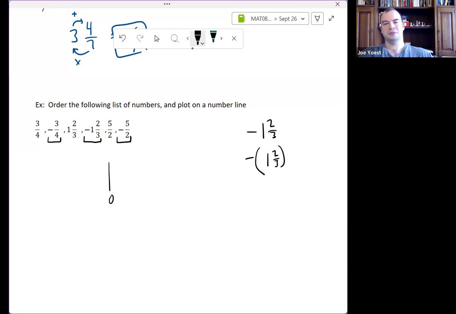So if here's 0, I know that negative 3/4, negative 1 2/3, and negative 5/2 are all going to be to the left of 0. And I know that the positive numbers in the list, 3/4, 1 2/3, and 5/2 are all going to be to the right of 0. So that's the first thing I do. I split apart my negatives and positives. That just makes it easier for me to look at each of these individually.